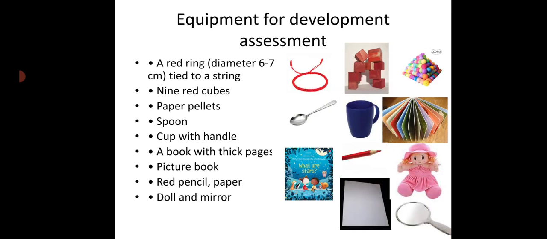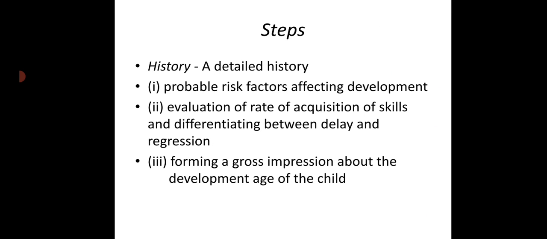Development kit. Equipment for developmental assessment: a red ring of diameter 6 to 7 cm tied to a string, 9 red cubes, paper pellets, spoon, cup with handle, a book with thick pages, picture book, red pencil, paper, doll and mirror.